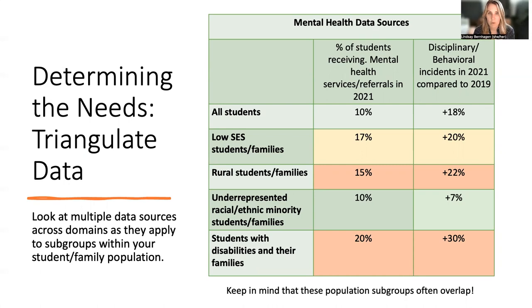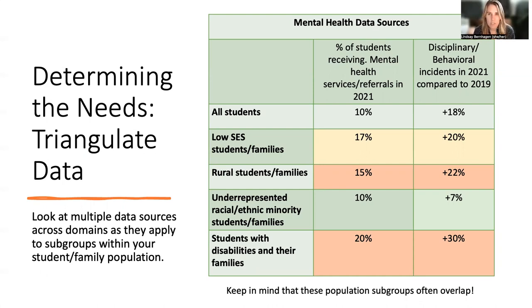going to be. So there are data sources we've already talked about. Again, you can be creative. You know better than I do what your program has and what you have access to. So the goal is to look at multiple data sources across domains as they apply to subgroups within your student or family population. So let's say you decided, hey, we know we've got a mental health crisis among the students that we serve. So let's look at the data that we have about that.